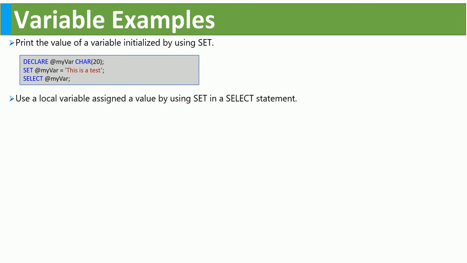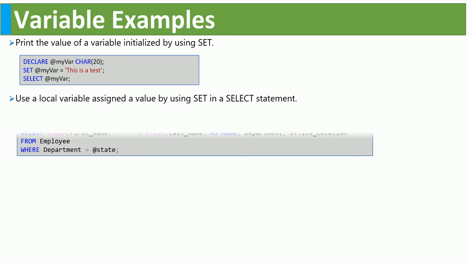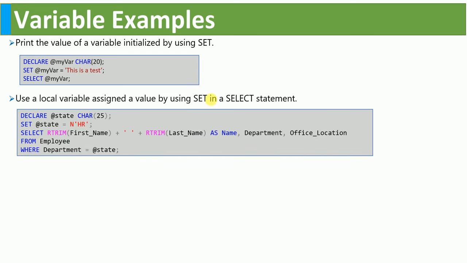Now here is another example: use a local variable assigned a value by using the SET and SELECT statements. So here I used my SQL table query. I declare @state with a character length of 25, and inside that I use a state whose value is HR. I can use other values also, whatever you feel, you can give the characters inside the value. So I put the maximum at 25.